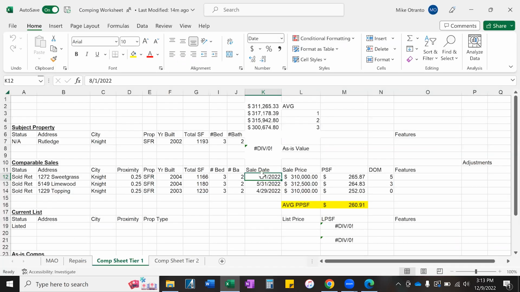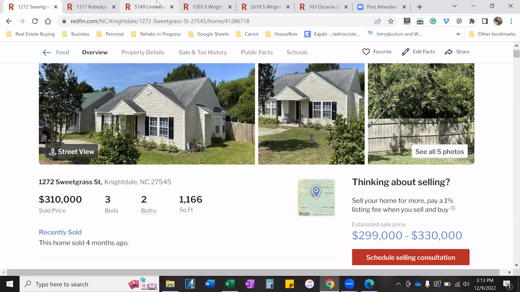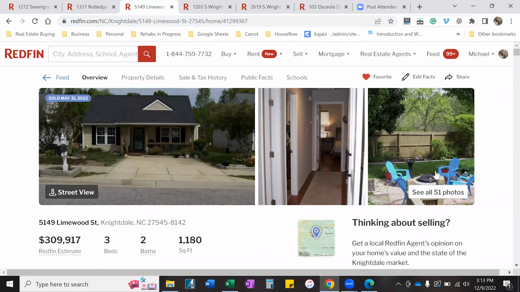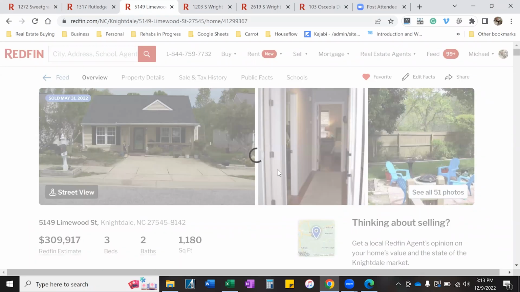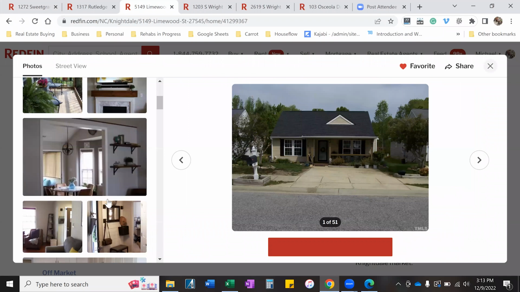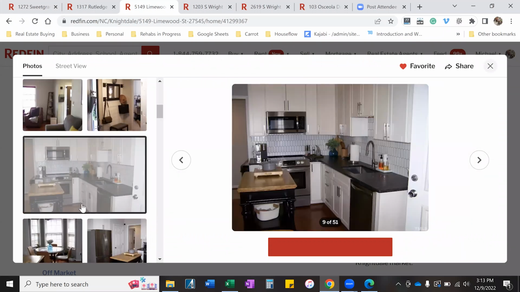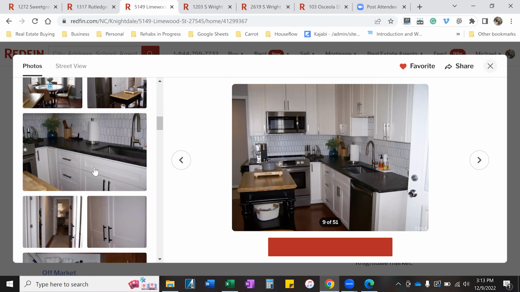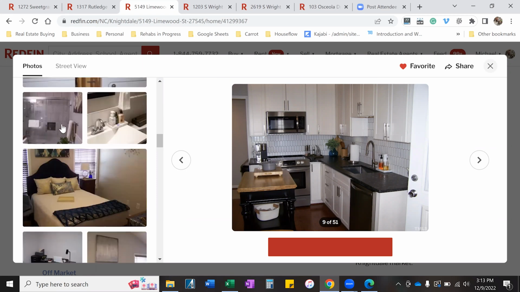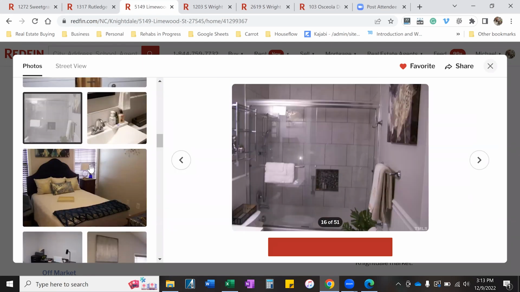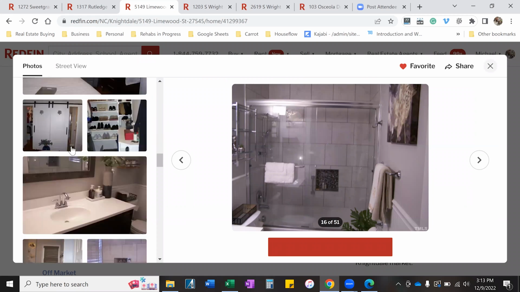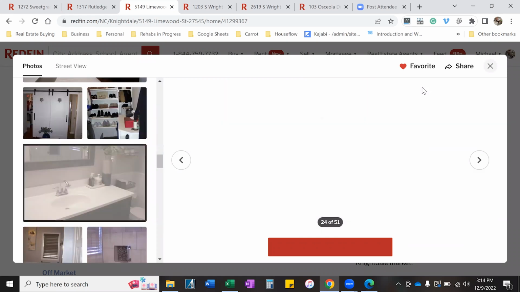So Sweetgrass 2004, it sold on August the 1st, 2022. Sold for 310, 265 a square foot. Second one was this house on Limewood right here. That one had a new roof, but it was very comparable. This one did have a much nicer yard. Now, if you scroll down and look in here, they did a tile backsplash. I don't think that's granite. I think that's a Formica. The cabinets are nice. It's comparable. Now, they did tile out that shower, as you can see. They also have a barn door in here. So they have some nice upgrades.